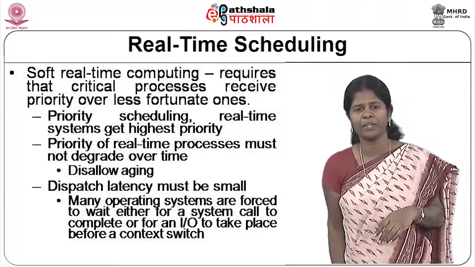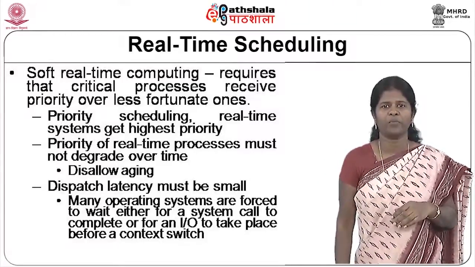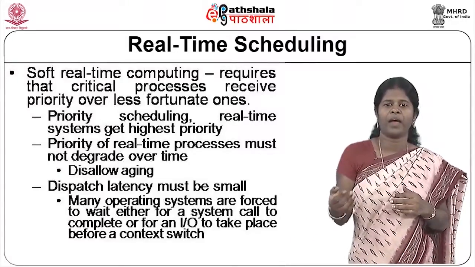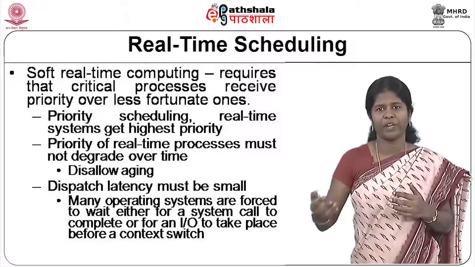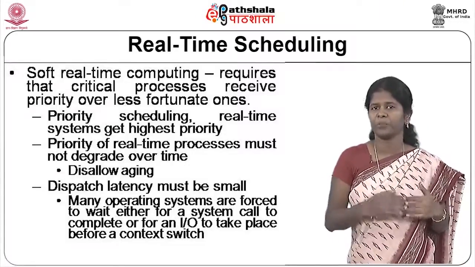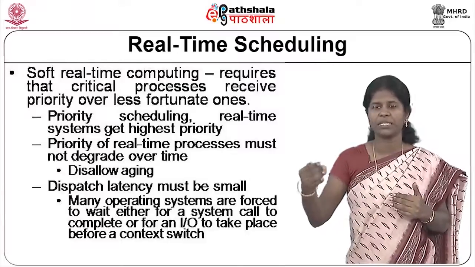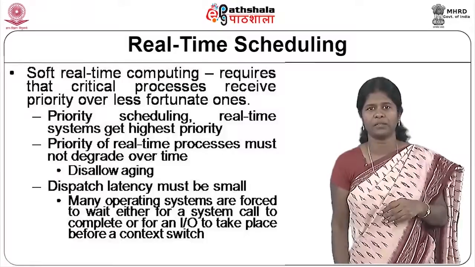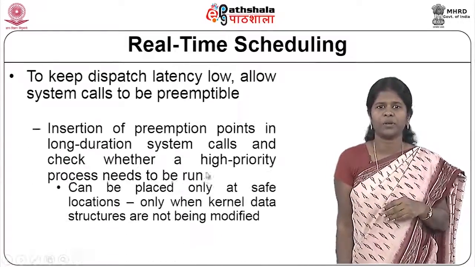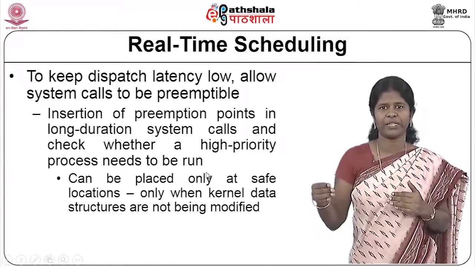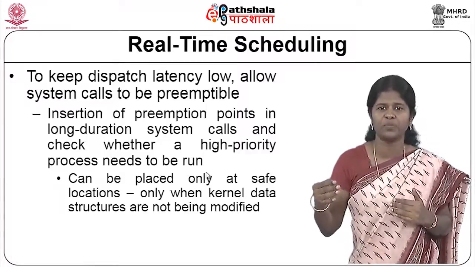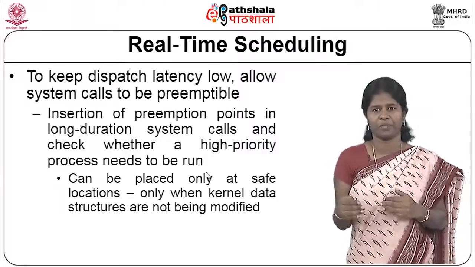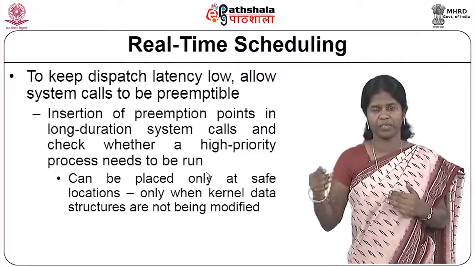It is possible that in many operating systems, when a low priority process is currently executing a system call, the high priority process may have to wait till the system call of the low priority process finishes before it gets the CPU. So, to make the dispatch latency small, it is possible to make the system calls preemptible. What is meant by preempting system calls?